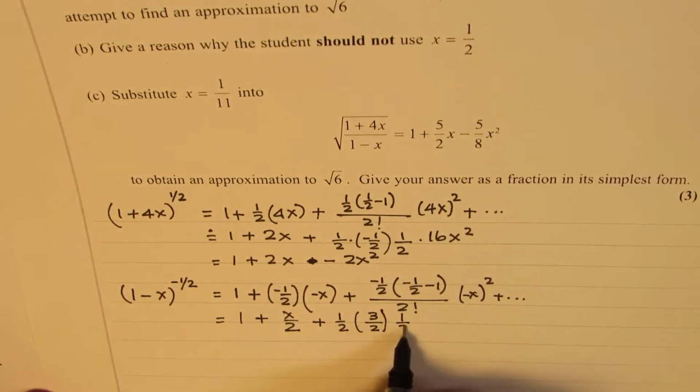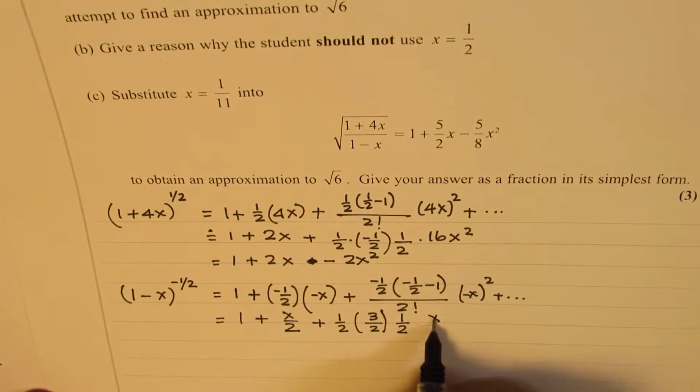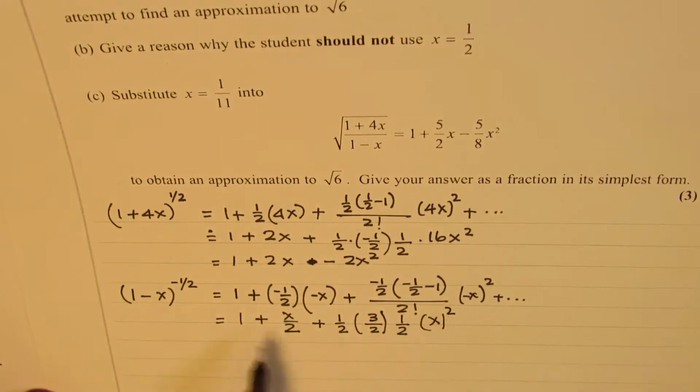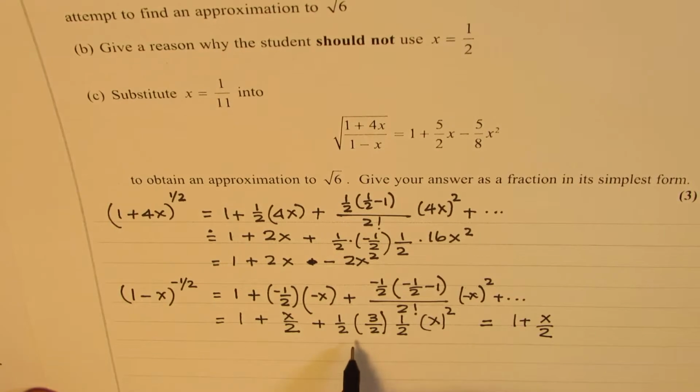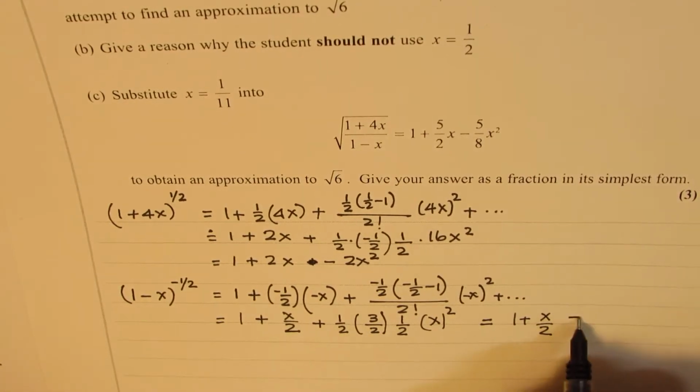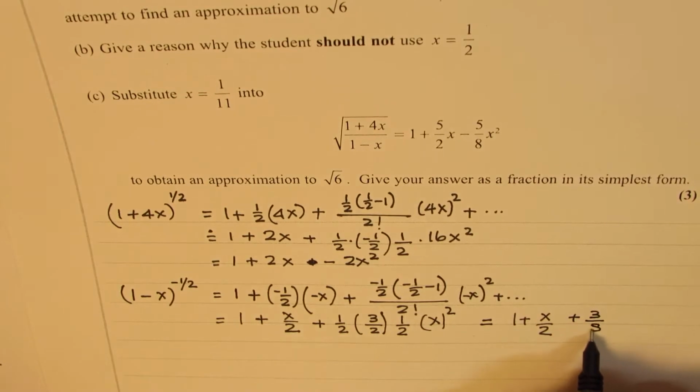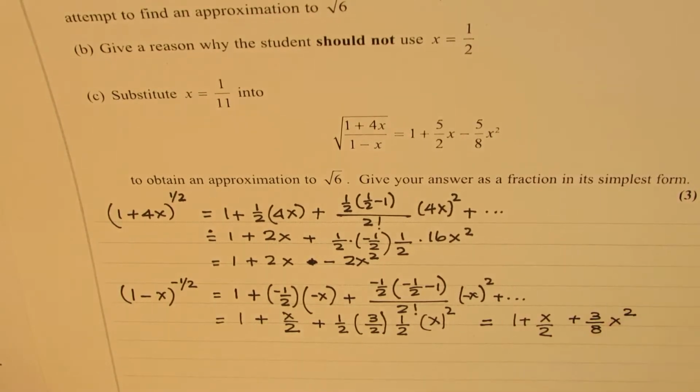1 over 2 factorial is 1 over 2, and that becomes positive, right? x squared. Is it clear? So that is what we are going to get here. So let's write down this as equal to 1 plus x over 2. And here we have 1, 2, 3, that is 8. So plus 3 over 8 x squared, right? So we get this expression as 1 plus half x plus 3 by 8 x squared.